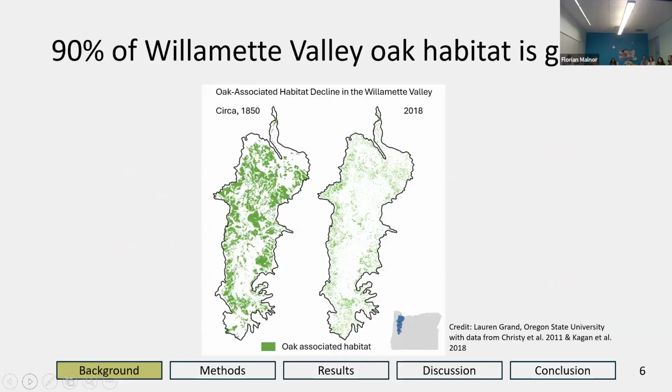So largely because of those fire suppression practices, 90% of the oak savanna and other oak-related habitats in the Willamette Valley are degraded or destroyed. So this map shows the Willamette Valley and the oak-associated habitat in 1850. You can see all that green area is oak savanna or oak woodland. And then in 2018, that area has significantly decreased, and also the remaining habitat is in very small fragments. Now, urbanization and conversion of land to agriculture has also contributed to this decline, as well as degradation of oak savanna, which can occur when invasive plants take over, such as invasive blackberries or English ivy, to name a few.